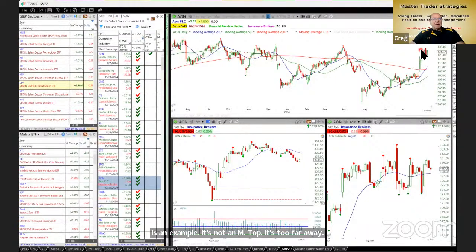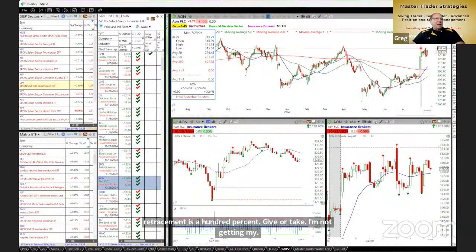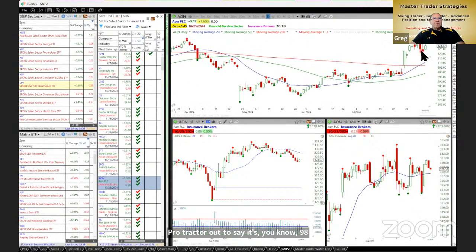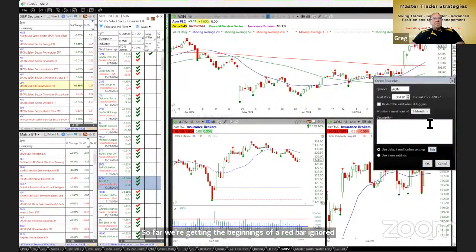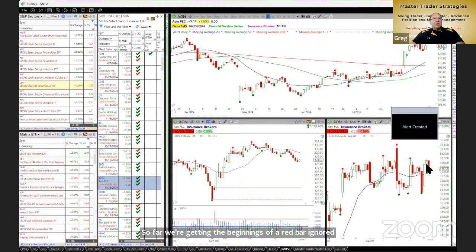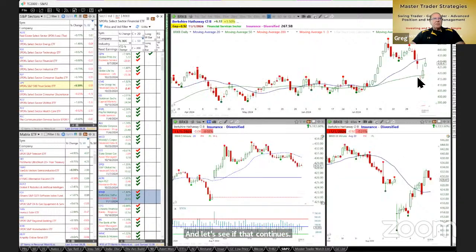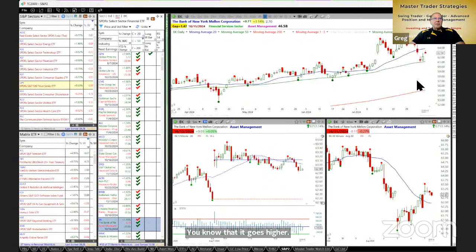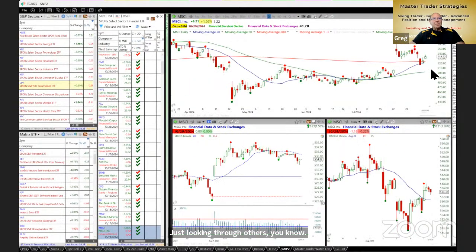Right? That retracement's 100%, give or take. I'm not getting my protractor out to say it's 98.468, but so far we're getting the beginnings of a red bar ignored. So what I want to do is set an alert above that high. Not a month. I think a week should be plenty. And let's see if that continues, that it goes higher. So, just looking through others, bank, this looks like it could go lower.